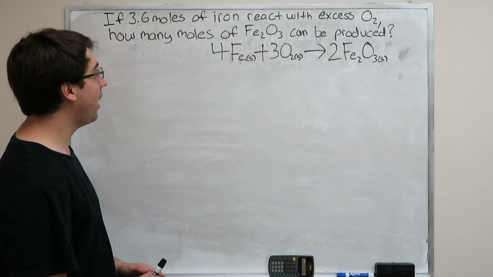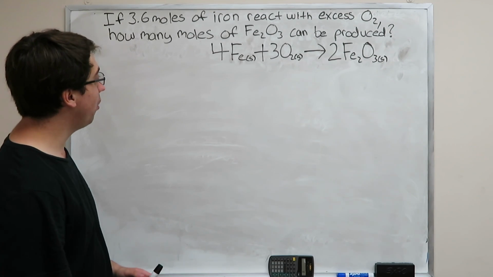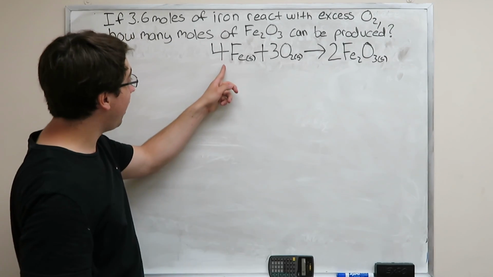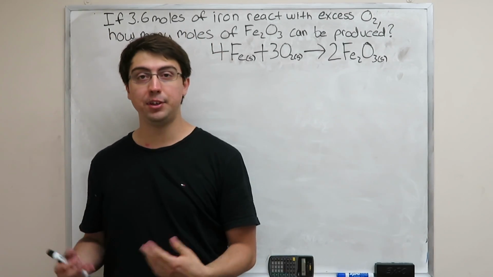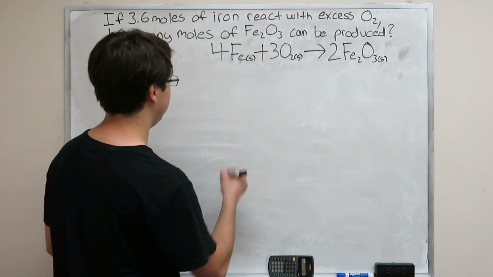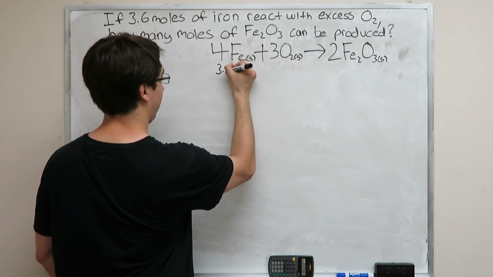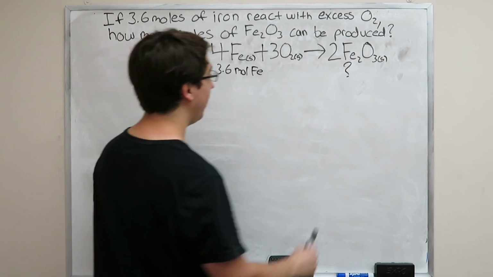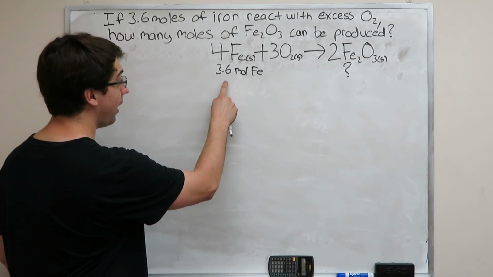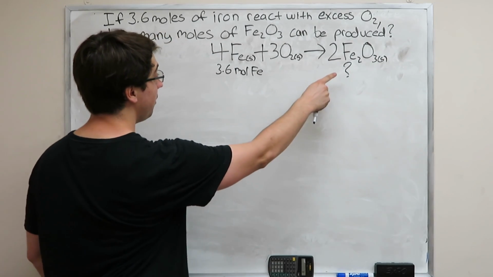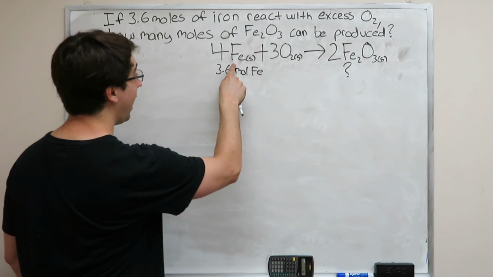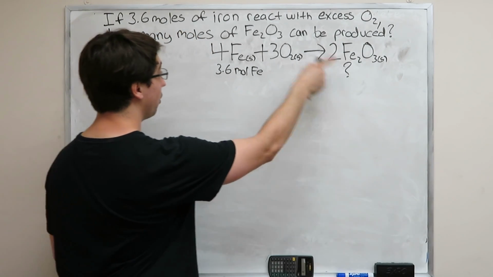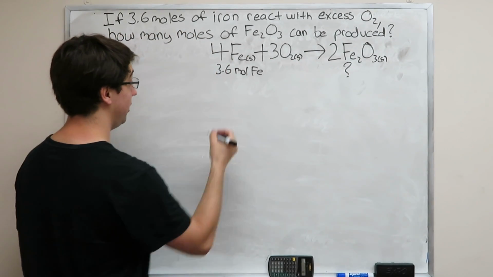If 3.6 moles of iron react with excess oxygen, how many moles of Fe2O3 can be produced? We're given 3.6 moles of iron and we're trying to figure out how many moles of Fe2O3 can be produced. Our main objective is to convert the moles of iron to moles of Fe2O3. We need to make a mole ratio of the Fe2O3 and the iron using this equation. And for this equation, there is 2 moles of Fe2O3 required for every 4 moles of iron.